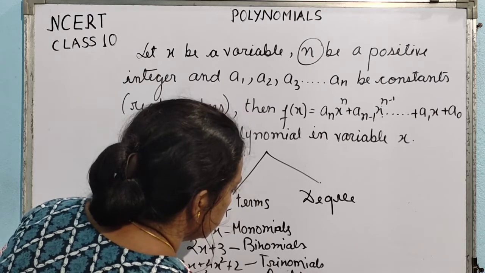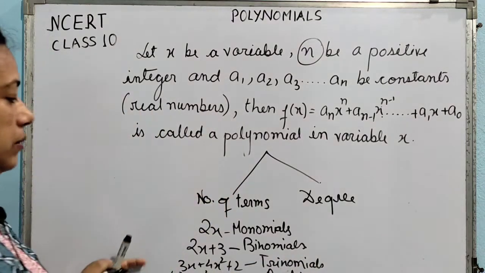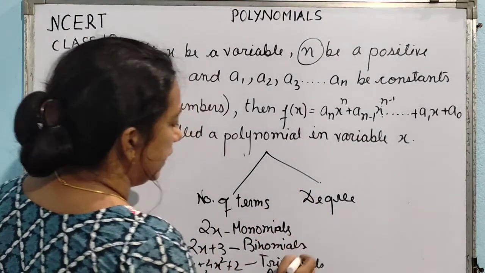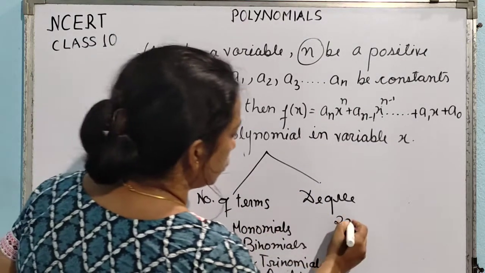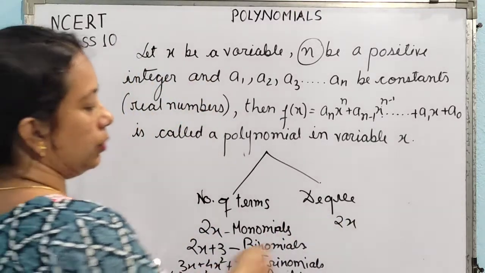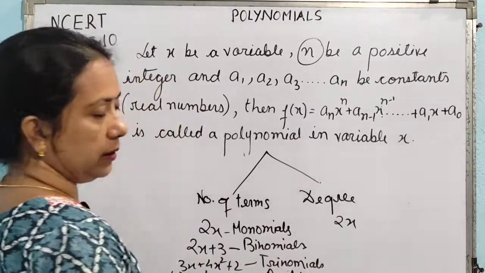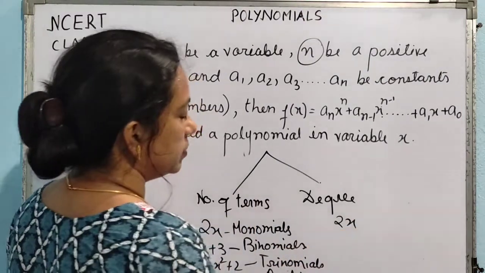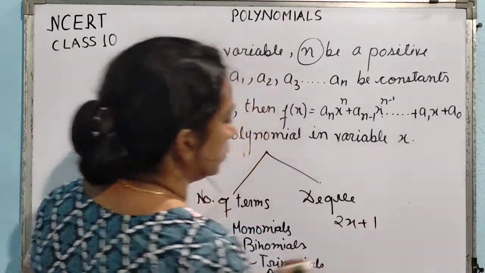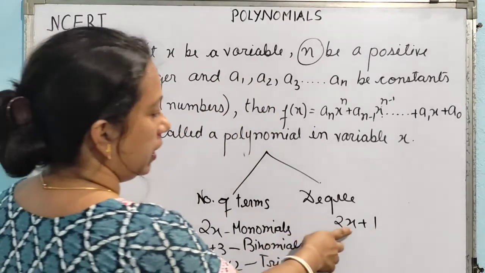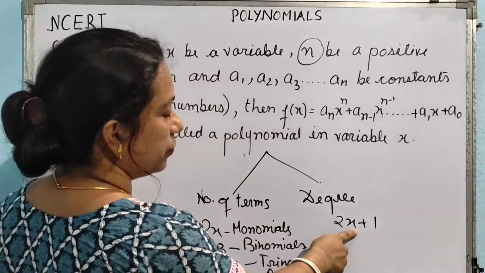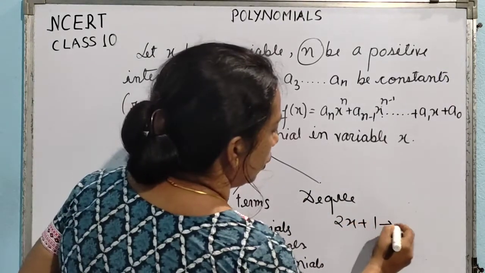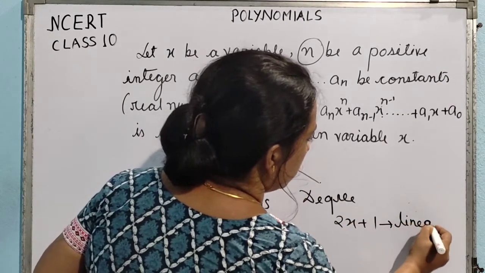Quadrinomial. Okay, so 4 terms; more than 4 terms, we will call them polynomials. Now coming to the degree, suppose 2x. Here, what is the degree of this polynomial? The highest power of x is 1 only, we don't have any other terms. Suppose this is 2x plus 1, if I consider this also, the highest power of the variable x is 1 only. So this type of polynomials are called linear polynomials.